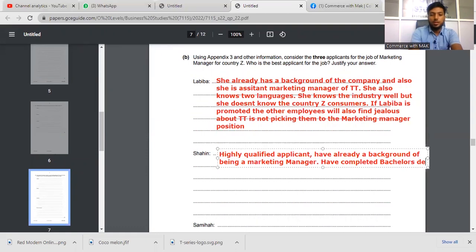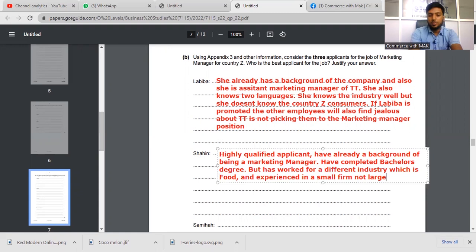You can also say that, but he has worked for a different industry, which is food, and experienced in a small firm, not a large company. Now TT is a big, large company. He has only worked in a small company, so the background he has actually received is very less compared to the large company TT is having.